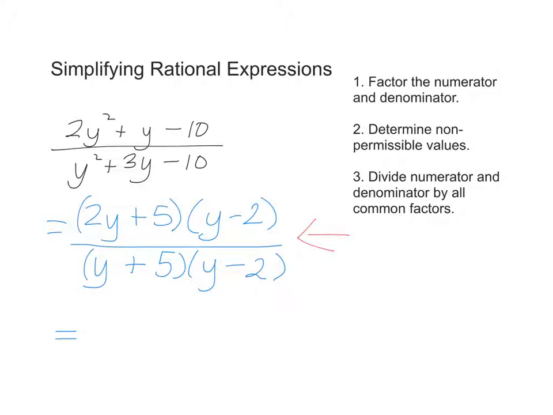The y minus 2 is the common factor. We're not going to pick individual terms out of factors to cancel. Like I can't cancel those 5s because they're part of a larger factor. It has to be the whole factor or nothing.